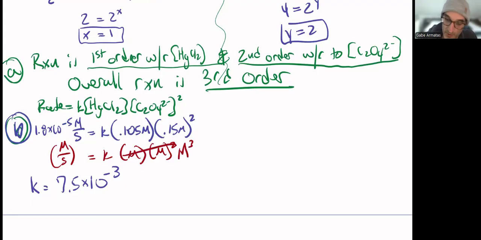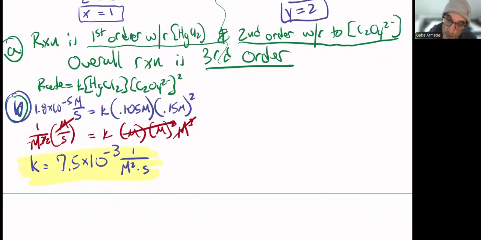I'm going to divide both sides by molarity cubed. So I have 1 over molarity cubed. 1 of the molarity cubed goes away, giving me 1 over molarity squared times seconds. So there we go. We have our answer. 7.5 times 10 to the negative 3. You can plug anyone in and you should get the same answer.